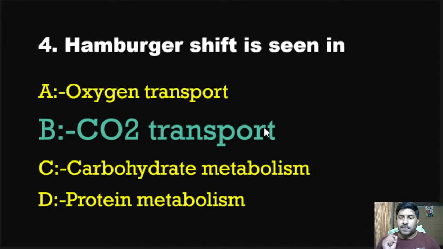It describes the movement of chloride into RBCs, which occurs when the buffer effects of deoxygenated hemoglobin increase the intracellular bicarbonate concentration, and the bicarbonate is exported from the RBC in exchange for chloride. That means after deoxygenation, our blood tries to buffer. So inside the RBC, the bicarbonate will move outside and chloride will come inside the RBC. Simply, chloride ion comes inside the RBC and bicarbonate goes out in exchange. So that is seen in carbon dioxide transport.